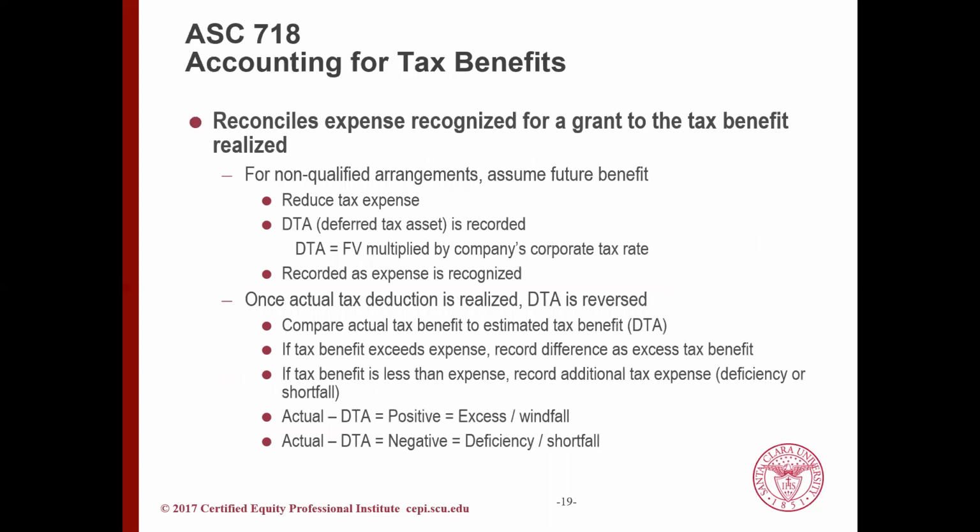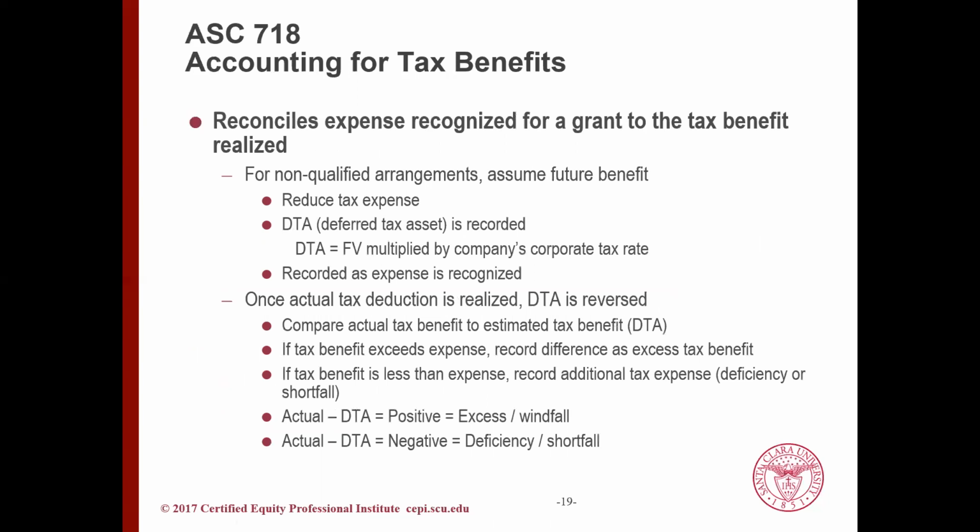When you grant a non-qualified stock option, RSA or RSU, your company will get a corporate tax deduction at exercise or release, which reduces the company's overall tax expense. So a DTA, or Deferred Tax Asset, is an accountant's way of holding or recording that future tax benefit.